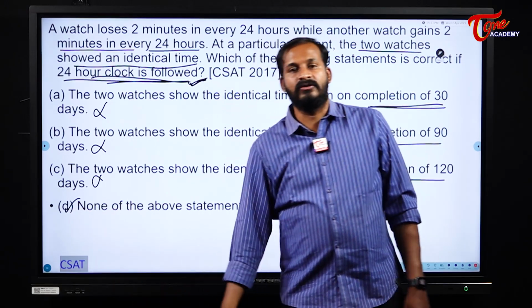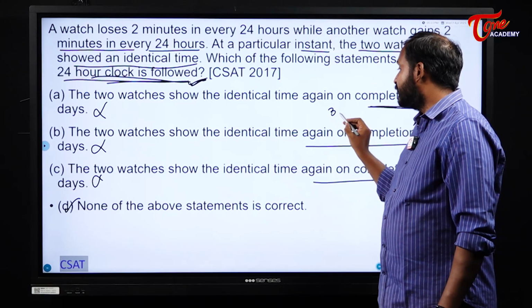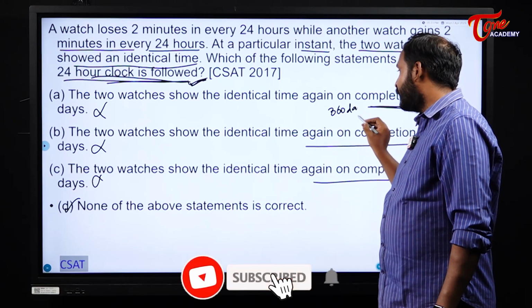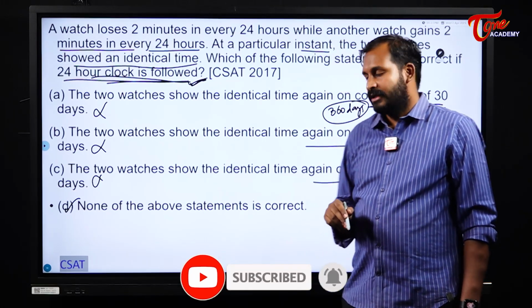Yes, actually the two watches will show the same time after how many days? 360 days. Okay, understood? Right.